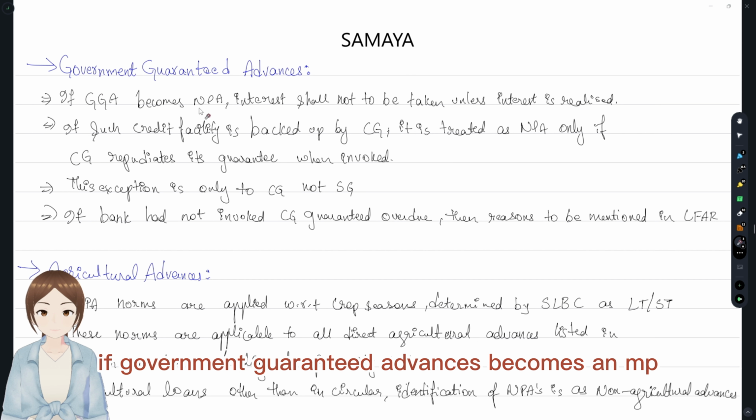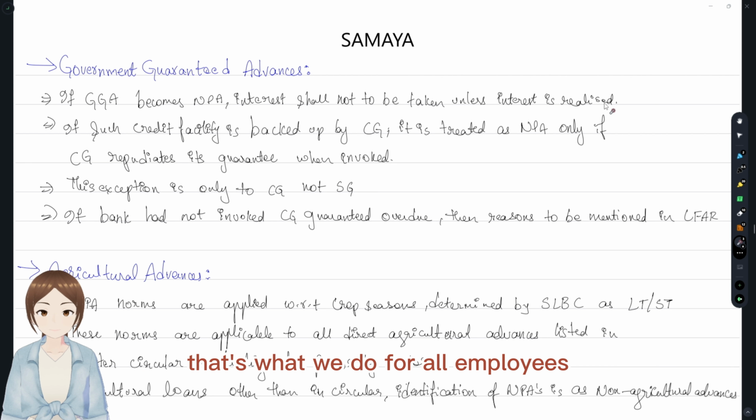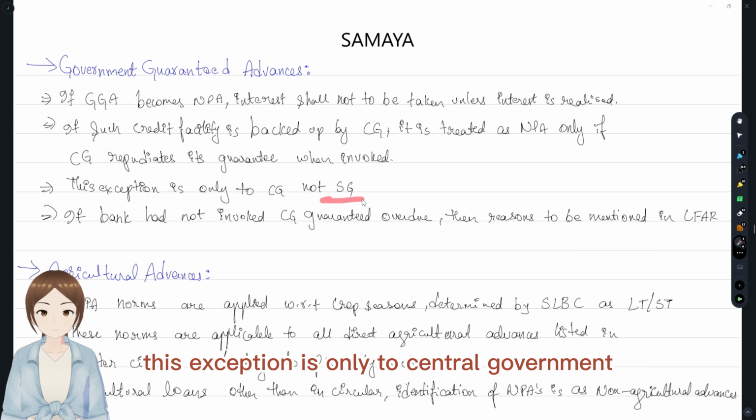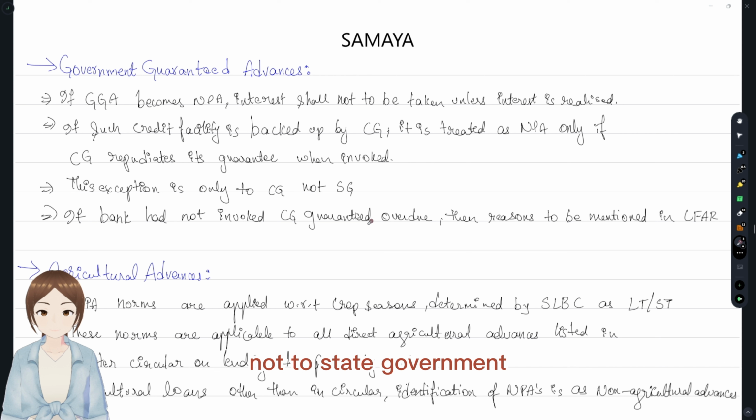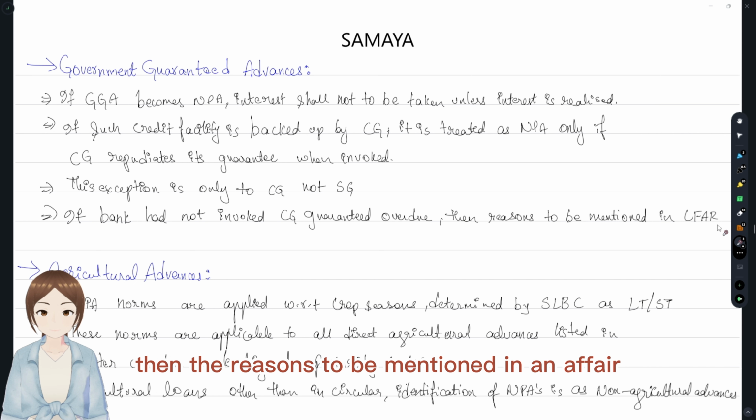If government guaranteed advances become an NPA, interest shall not be taken unless interest is realized. That's what we do for all NPAs. If such a credit facility is backed by the central government, it is treated as NPA only if the central government repudiates its guarantee when invoked. This exception is only for the central government, not for the state government. If banks had not invoked CG guaranteed overdue, then the reasons are to be mentioned in the LFAR.